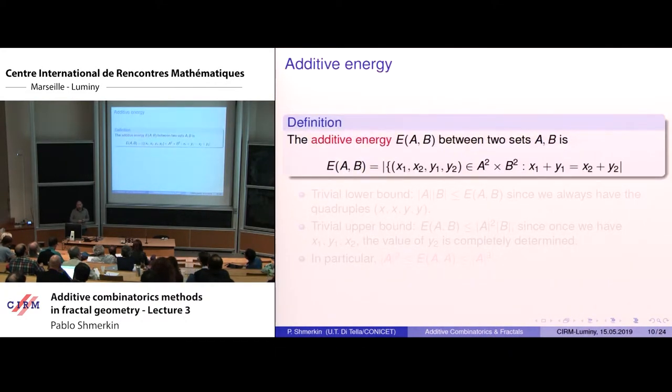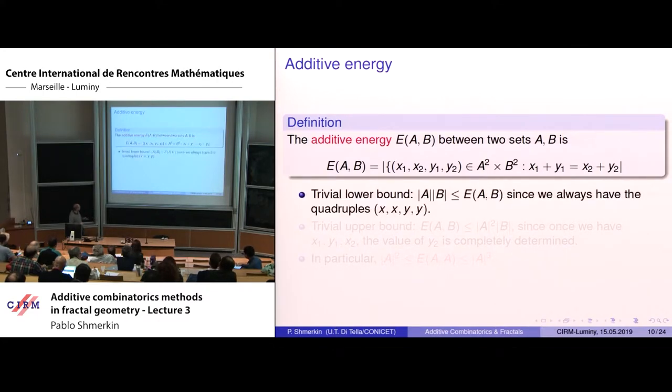Okay, so now I will define another notion that also allows us to measure the additive structure of sets in a slightly different way. Now we have two sets, A and B, which are subsets of a common abelian group, and we look at additive quadruples. So we look at all quadruples, two points in A, two points in B, so that the sums are equal. This is the definition of additive energy, and again, it measures additive structure because we are looking at how many coincidences there are when we add a point of A and a point of B.